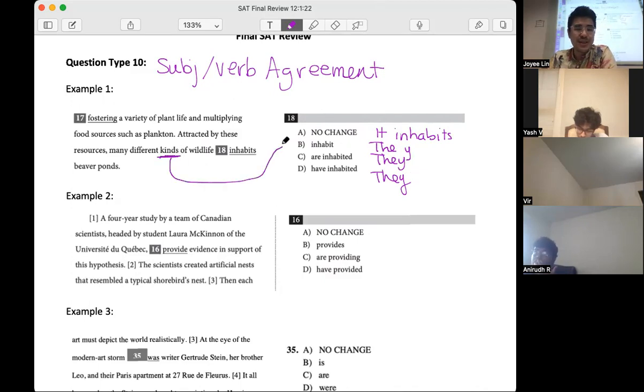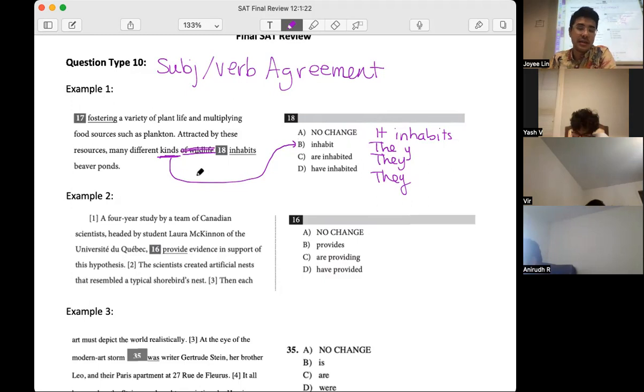We have to search for the subject. And what do we do to search for the subject? We got to eliminate prepositional phrases. So many different kinds. It's not the wildlife. The kinds inhabit, they inhabit. Wow, this trick didn't work for this one. So better to find the subject. The subject is kinds. Many different kinds inhabit, not the wildlife.